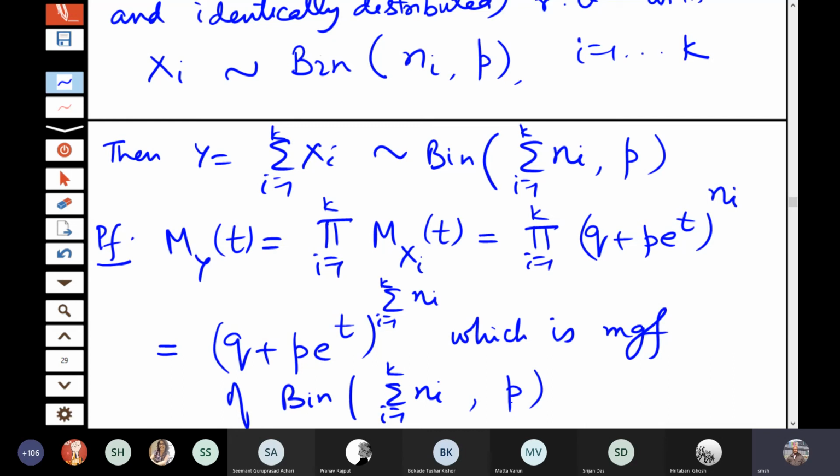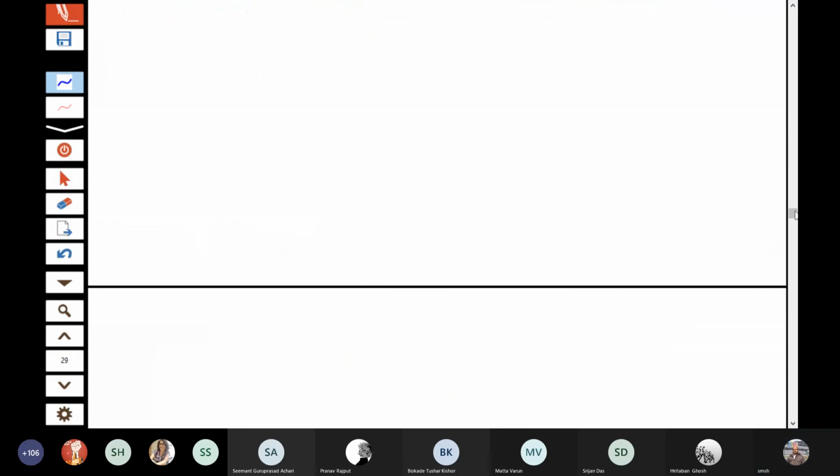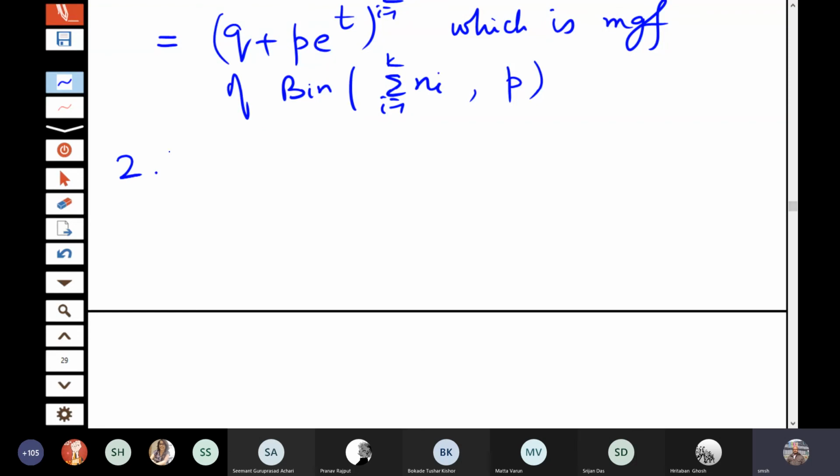You can physically interpret it like this: if I have n1 trials and x1 is the number of successes in n1 trials, x2 is the number of successes in n2 trials, then x1 plus x2 will denote the number of successes in n1 plus n2 trials. If the trials are done independently, then it is nothing but a binomial distribution. So we can prove it using this additive property easily. We have the additive property of other distributions also in a similar way.